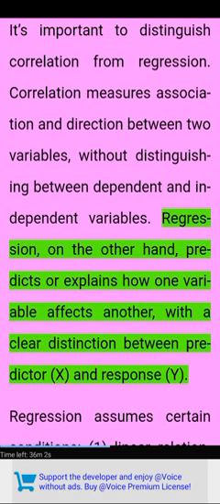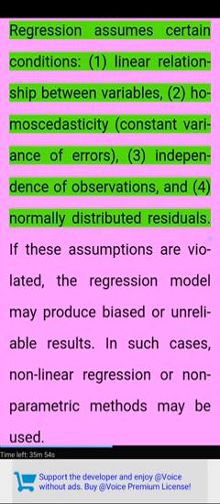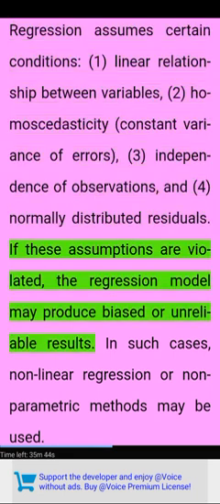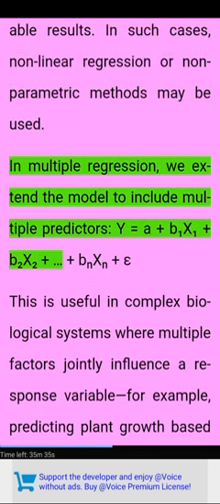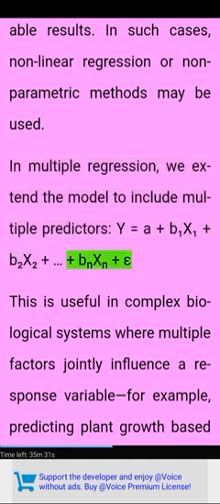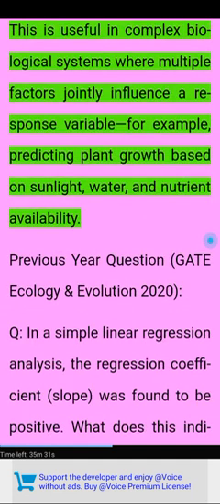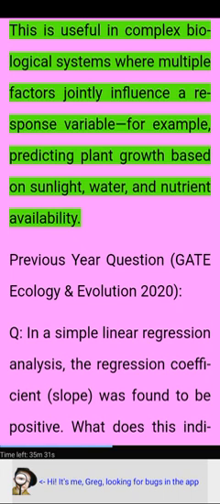Regression assumes certain conditions. 1. Linear relationship between variables. 2. Homoscedasticity, constant variance of errors. 3. Independence of observations. And 4. Normally distributed residuals. If these assumptions are violated, the regression model may produce biased or unreliable results. In such cases, nonlinear regression or non-parametric methods may be used. In multiple regression, we extend the model to include multiple predictors, y equals a plus b1x1 plus b2x2 plus b3x3 plus epsilon. This is useful in complex biological systems where multiple factors jointly influence the response variable, for example, predicting plant growth based on sunlight, water, and nutrient availability.